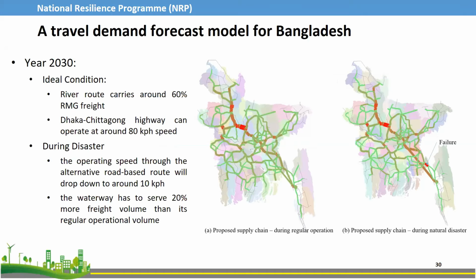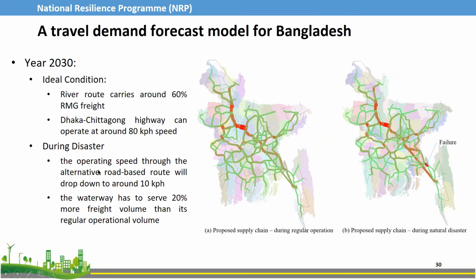And in our simulation where we tested the vulnerability, we actually considered the ideal condition where 60% of our RMG freight will be catered by our water transport. You can see a link here. So this is the straight line because this is the water transport. And we saw that in that case, Dhaka-Chittagong highway actually can operate at its design speed, not much congestion, because we are moving a lot of truck traffic from it.